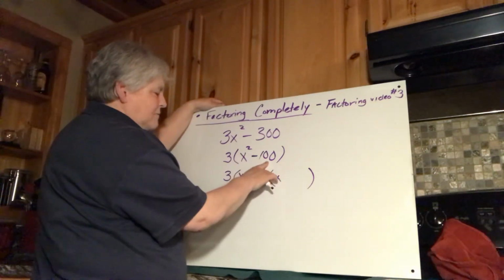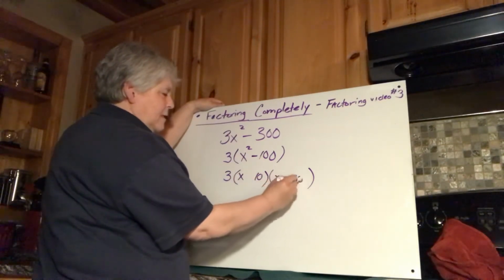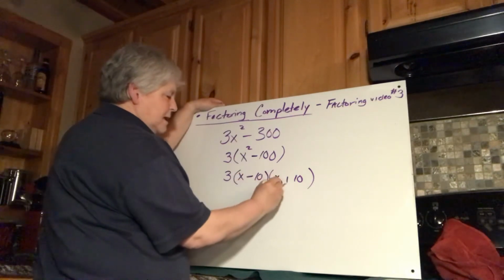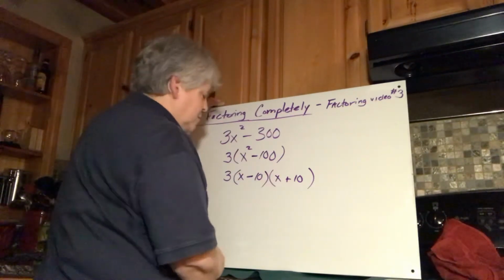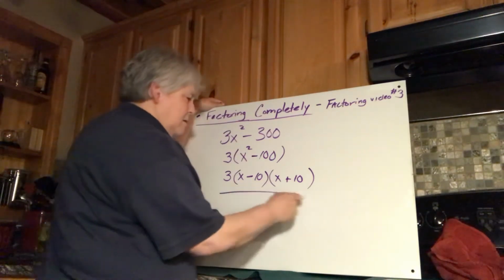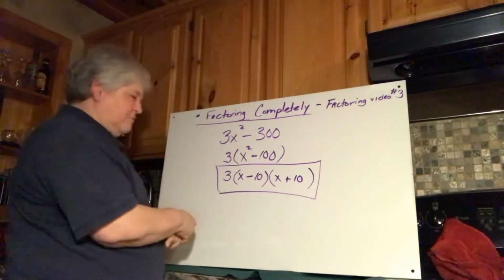What times itself gives you 100? And then if it's a difference of 2 squares, you just put one plus sign and one minus sign, doesn't matter the order. And then this right here would all multiply out to be equal to the original.